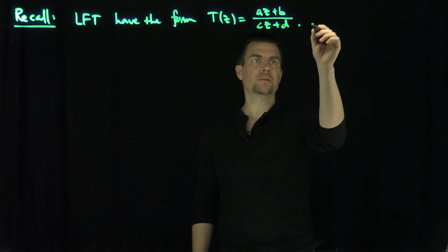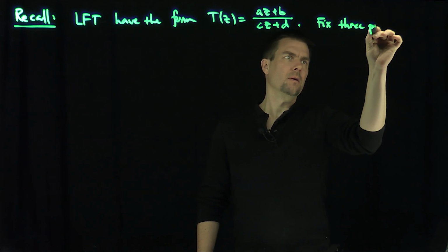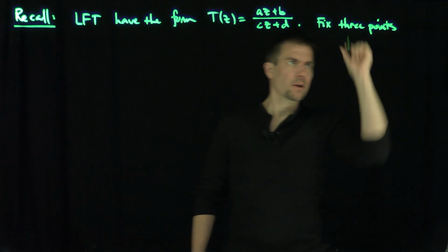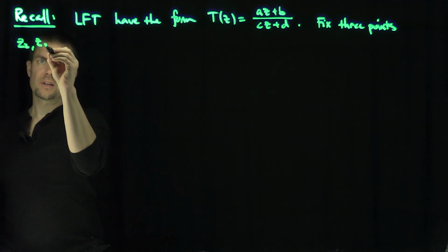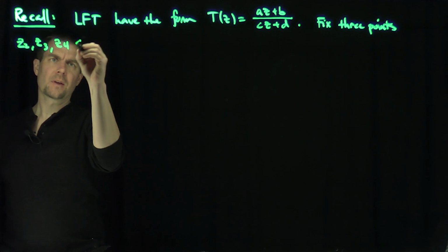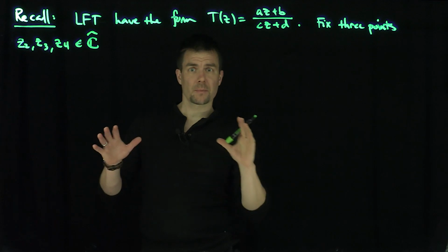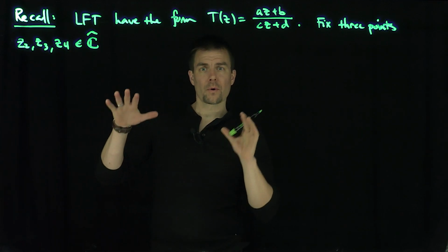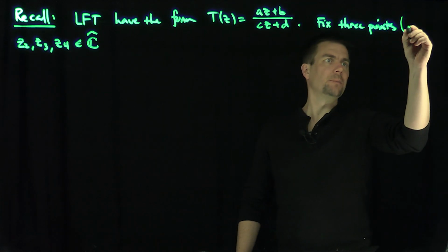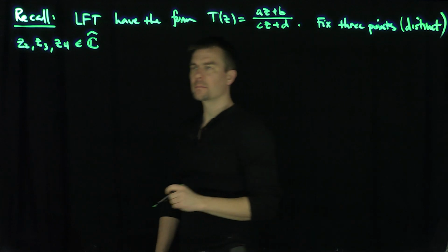What I'm going to do now is fix 3 points in the Riemann sphere, and you're going to see why I choose this in a second. Three points, z2, z3, and z4, in the Riemann sphere. So they can be complex numbers, or they can be infinity. I want these points to be distinct. I don't want them to be the same, but infinity is all right.